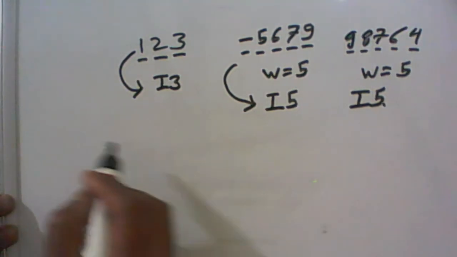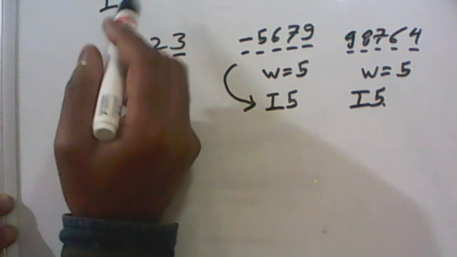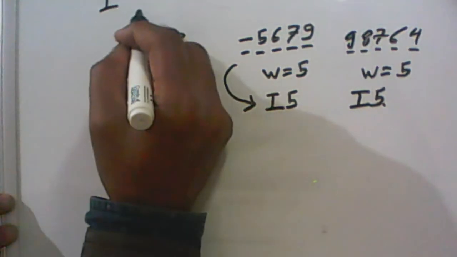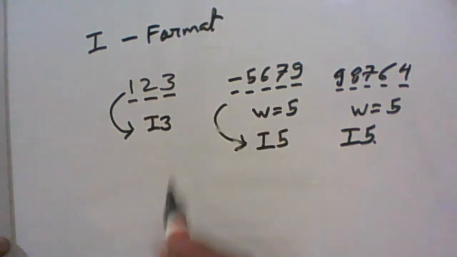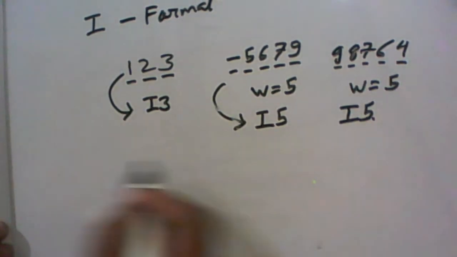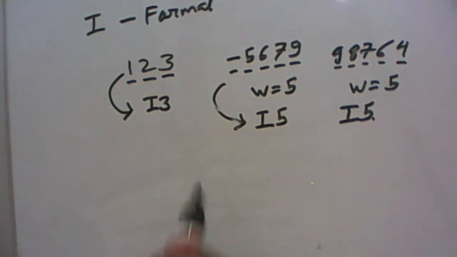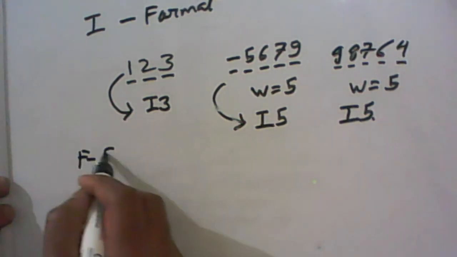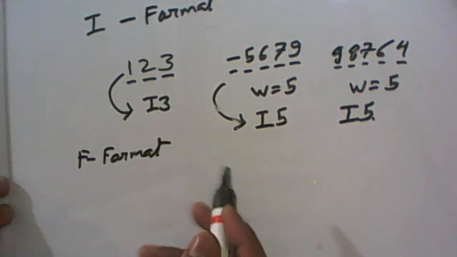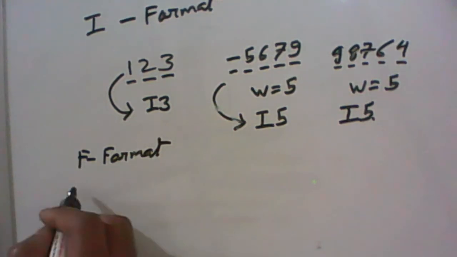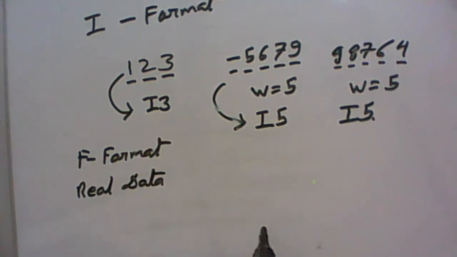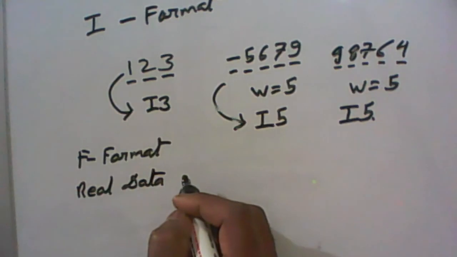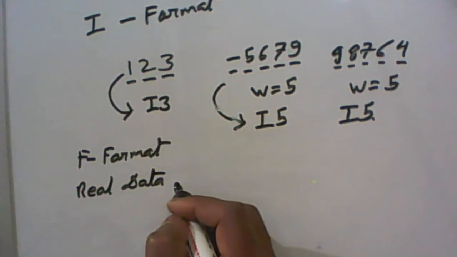So this is the I format that I am talking about. The second type of format that we can talk about is what is known as the F format. The F format analogously is used to represent real type of data, real data. So real data, numeric data, real constants rather, they have a decimal point.